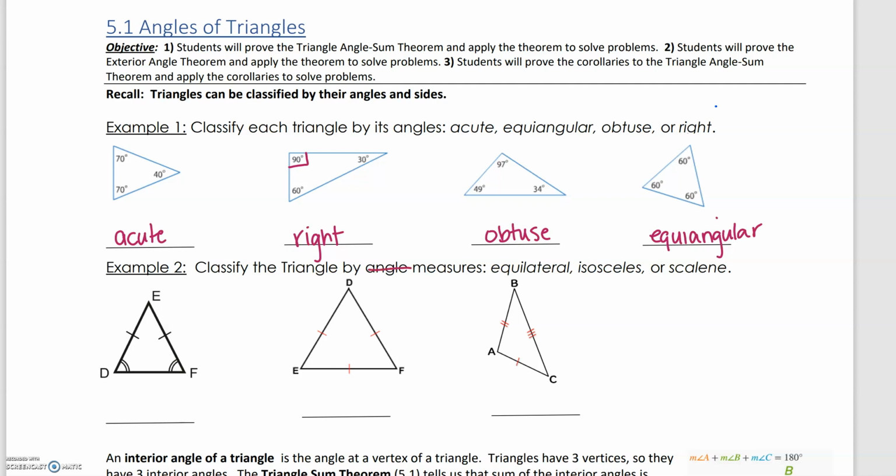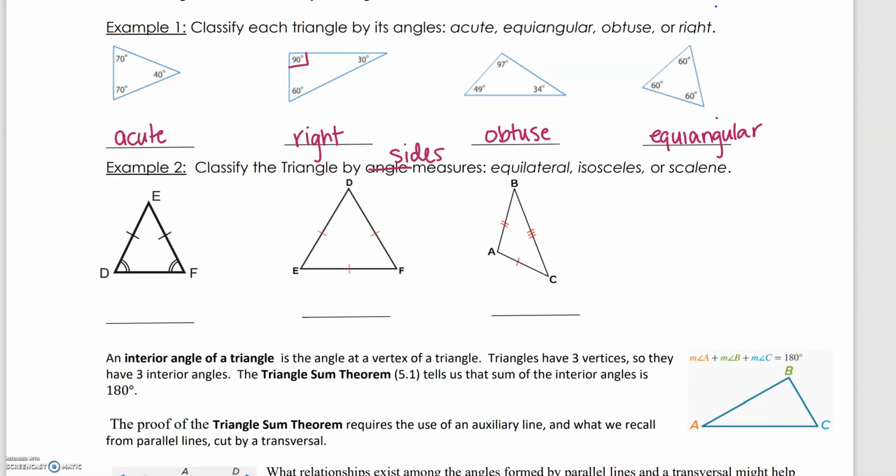And this next one is not by angles, but by the sides of the triangle. And so if we have at least two sides that are congruent, it is an isosceles triangle. The base angles are going to be congruent, which are the angles that are opposite those congruent sides. If all three sides are congruent, it is called equilateral.